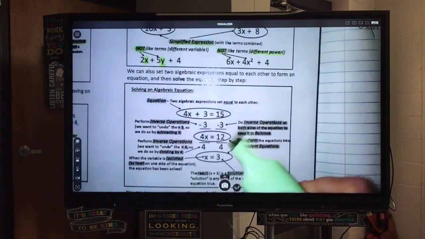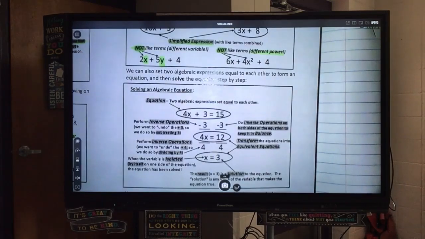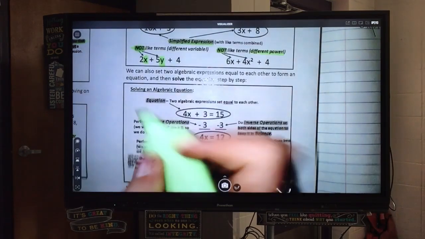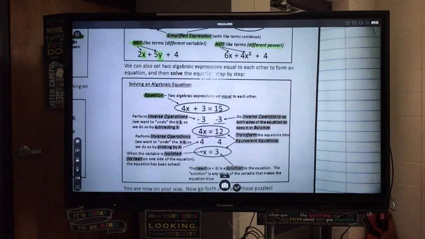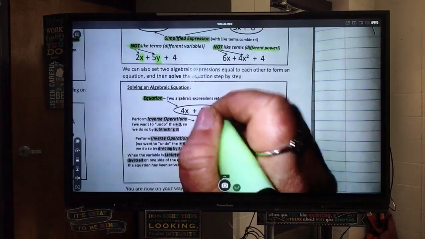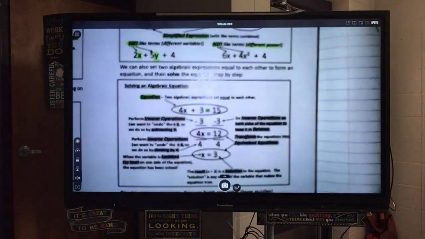So here's your equation. We talked a lot about solving equations, 1-step and 2-step. So what's the difference between an equation and an expression? Jack? What's the difference between an expression and an equation? Well, the equation has an equal sign, the expression is everything but the equal sign. Right. So an equation has that equal sign, an expression does not.